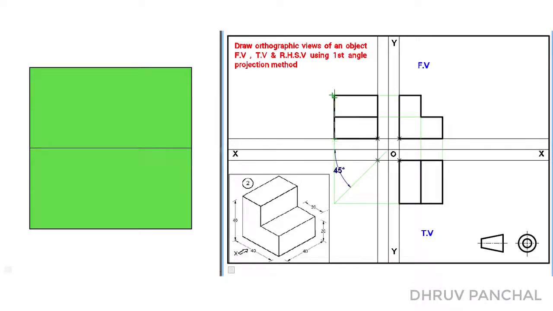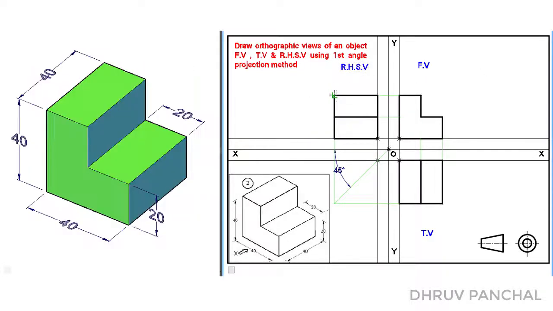Let me show you the dimensions of each side so that you can draw a right hand side view very easily. Mention the name of the view, which is right hand side view. Now, mention the dimensions as per the dimensioning rule.